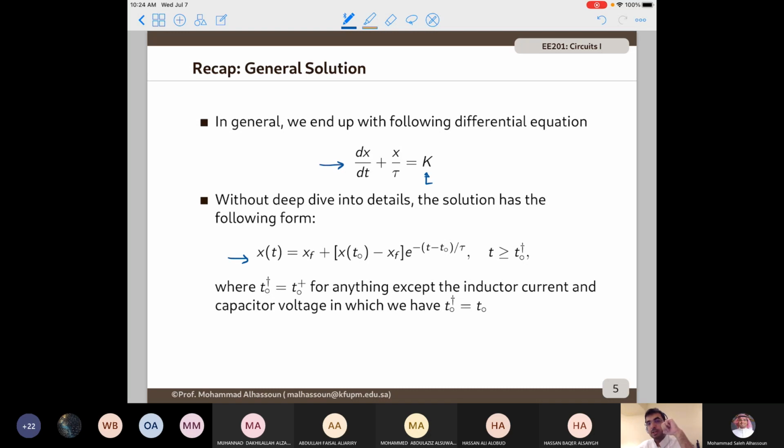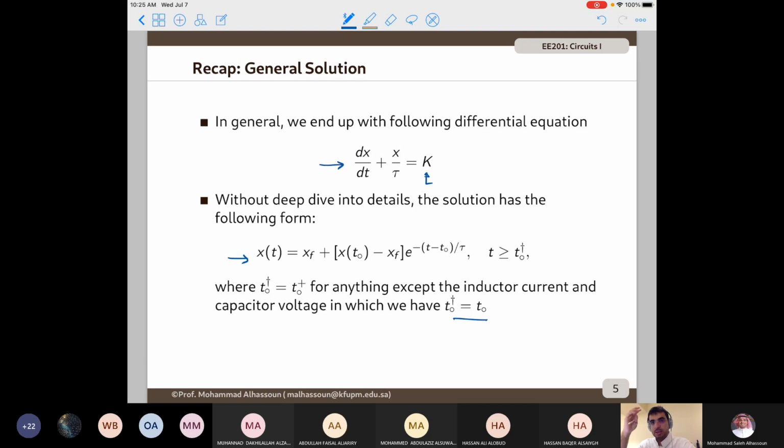And we saw that if we have a capacitor, and we are concerned about its voltage, then T0 dagger should be equal to T0, because the voltage across the capacitor cannot change instantaneously. If we have an inductor and we're concerned about the current passing through the inductor, we see that T0 dagger equals T0, because the current passing through an inductor cannot change instantaneously. Otherwise, T0 dagger is equal to T0 plus, which is immediately after we open or close the switch.